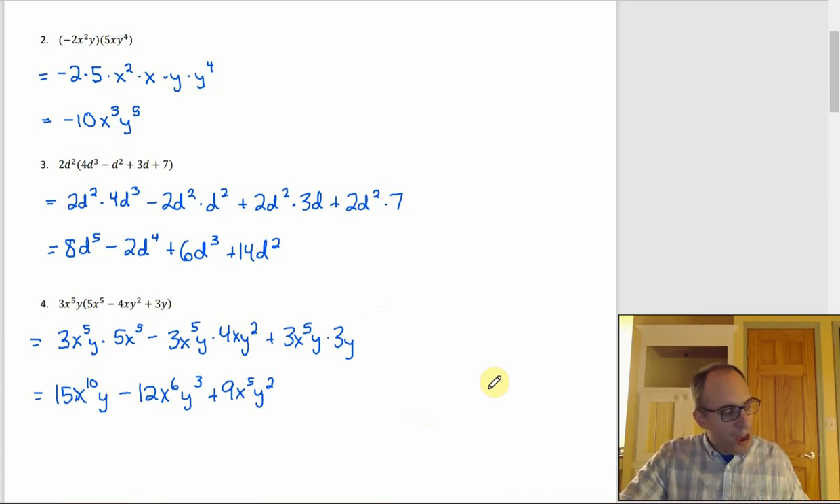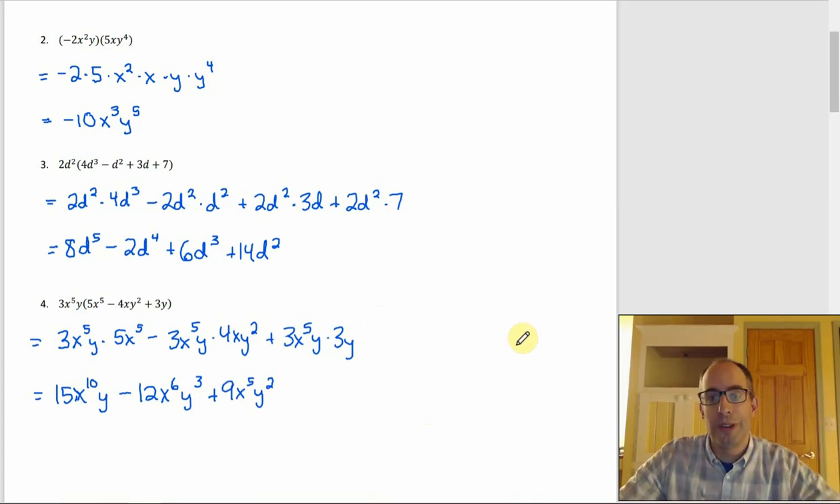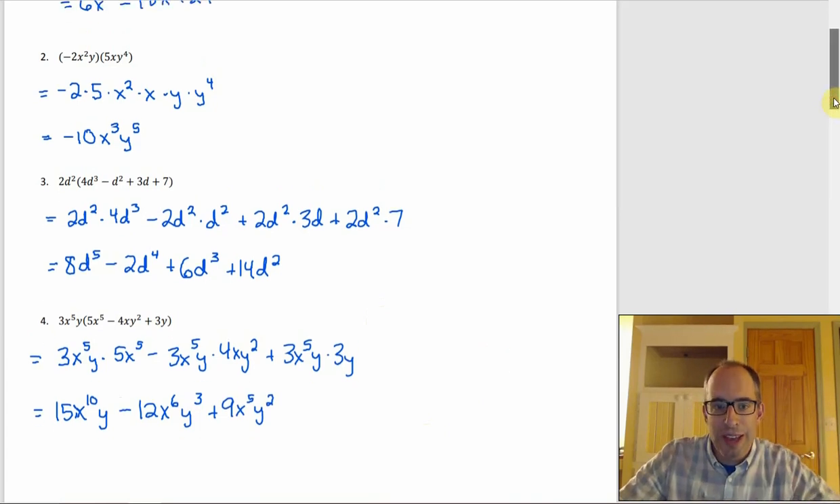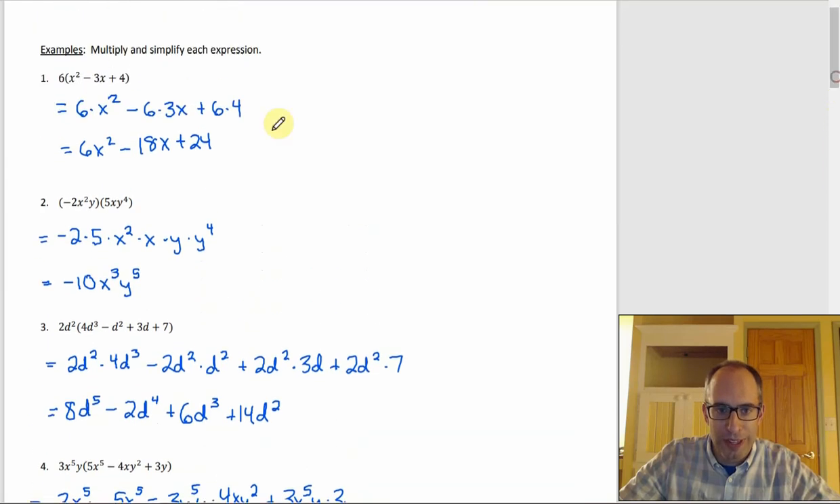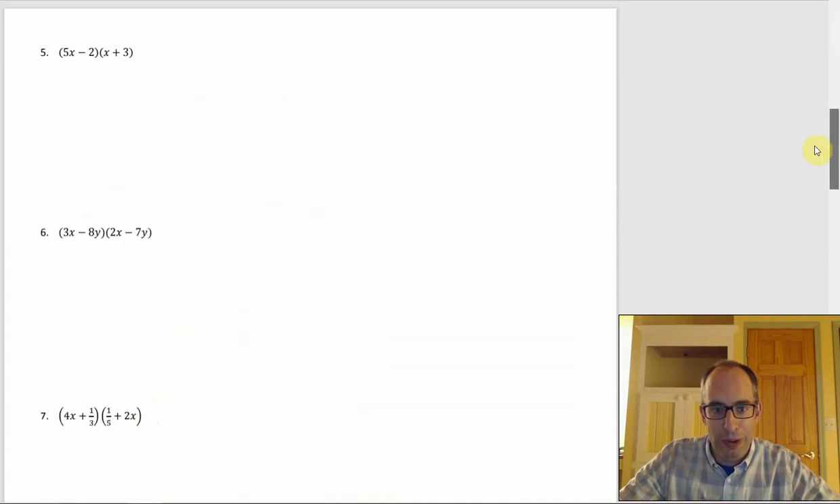All right, now I think we can get into actual proper polynomials, because each of these had at least one monomial in it, right? 6 is a monomial. Both of those are 2d squared, 3x to the 5th y. But what if both expressions have two terms?